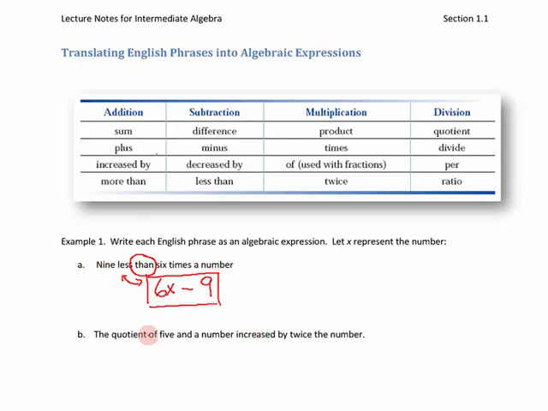Now, if I were to say, let's write the quotient of 5 and a number increased by twice the number. All right, let's start with the first phrase. Quotient of 5 and a number. Quotient is division, so that means 5 divided by the number, which I'm using x to represent. Increased by would be an addition, so I'm going to add that value. Twice the number would be 2x, so 5 over x plus 2x is the algebraic way of writing the quotient of 5 and a number increased by twice the number.